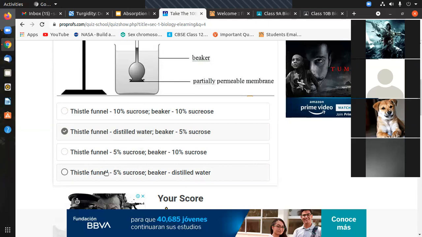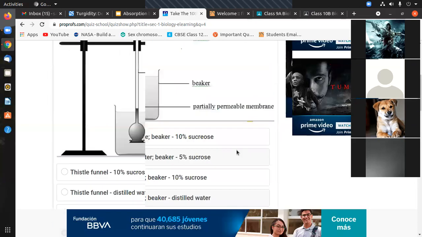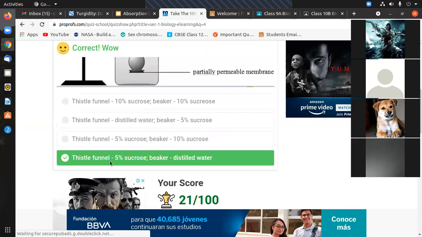So the fourth option is the thistle funnel has 5% sucrose and the beaker has distilled water. That means water will flow from outside to inside, because from lower concentration of the solute to higher concentration of the solute, that is the osmosis movement of the solvent molecule. So water will move inside, and that is when the water level will rise. So the correct option is the fourth one, that is, the thistle funnel will have higher concentration and the distilled water has lower concentration.